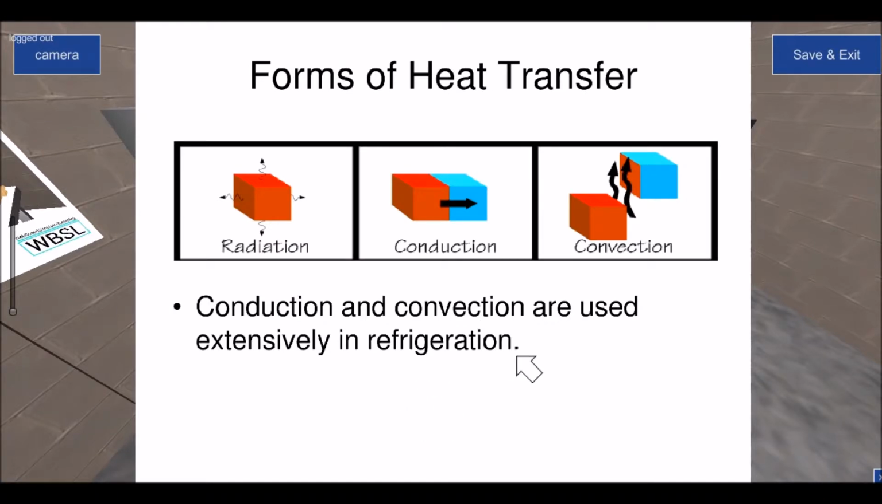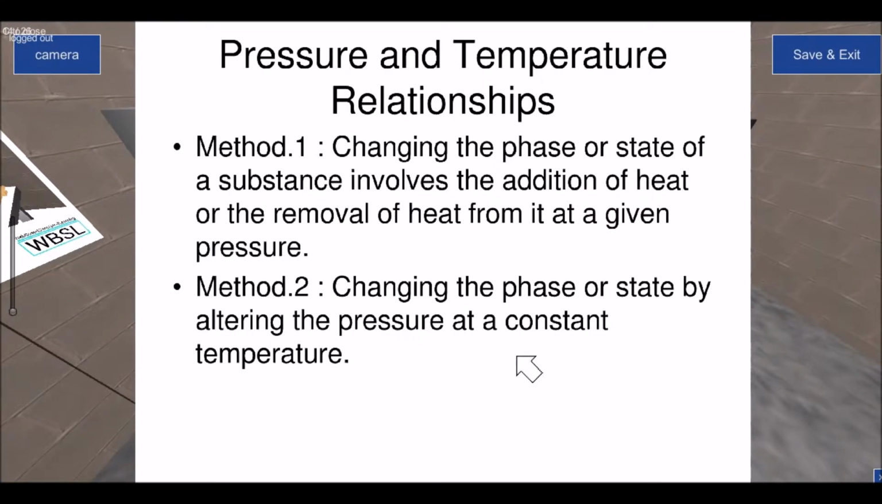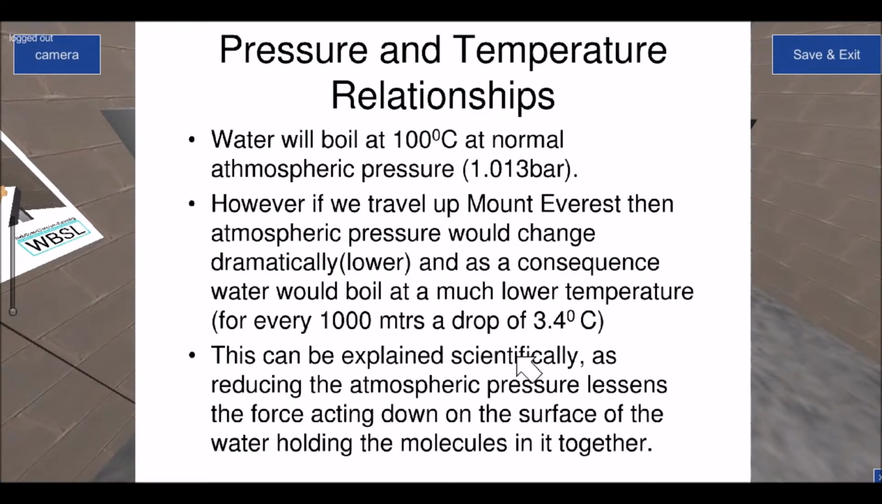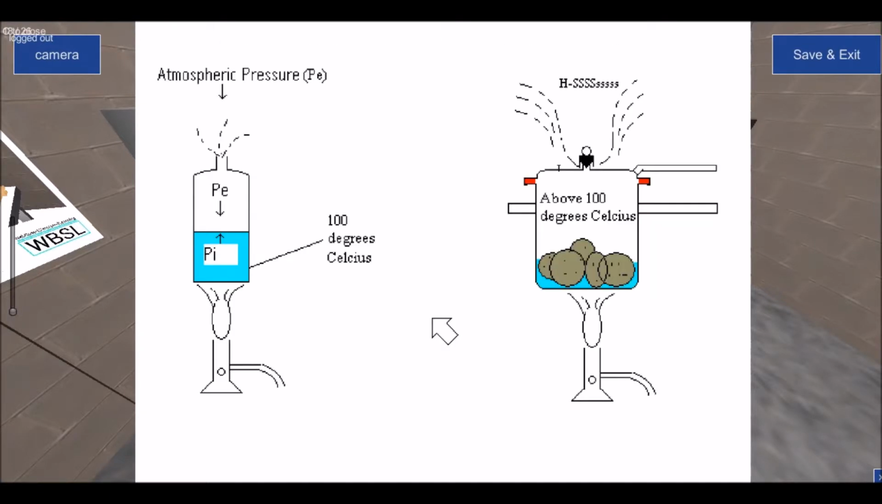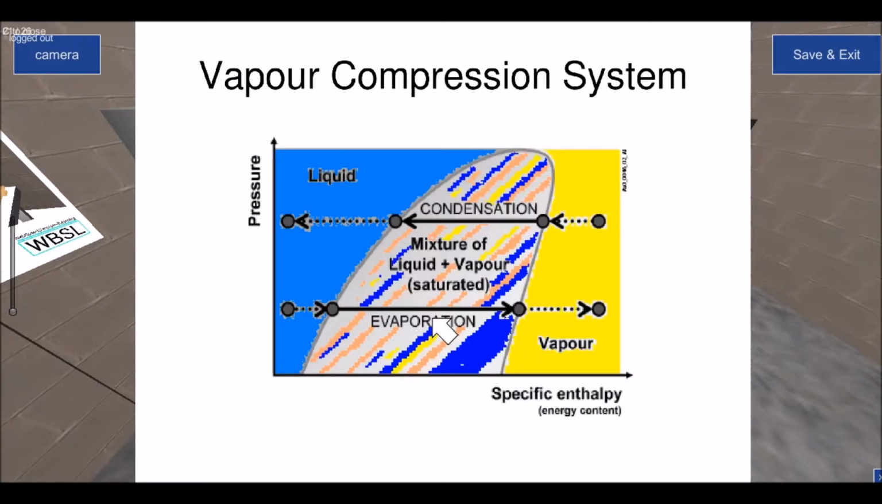Okay, forms of heat transfer, this was covered last week, so I don't need to go into it. Pressure temperature relationship, we kind of did that. This is where I was telling you about water boiling at atmospheric pressure. And I told a little lie. I said 3 degrees is actually 3.4 degrees, but I was close. This again is just explaining that, so Brendan would have done that in detail. I don't need to go into it.